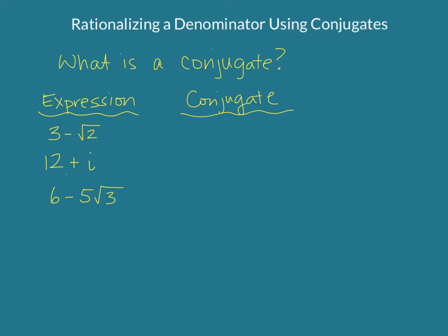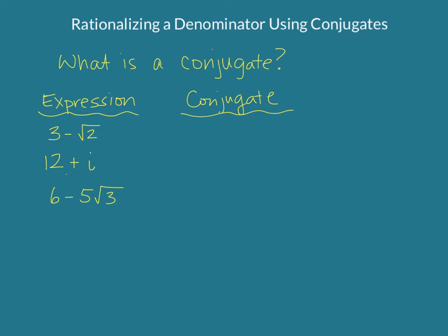In this video, we will rationalize the denominator, make it rational with no roots, using conjugates. The first thing we have to understand is what is a conjugate. I have three expressions here, all binomials, two terms, and the conjugates will be very simple to find.